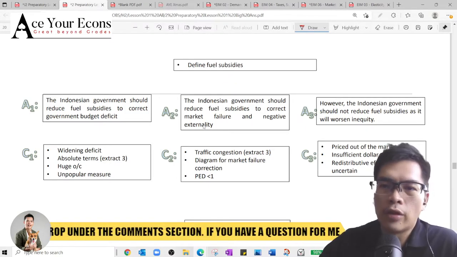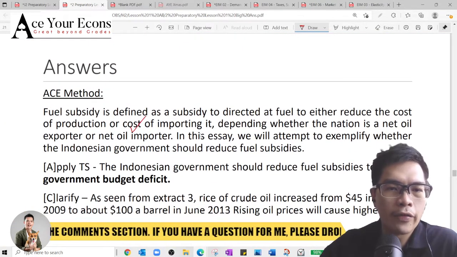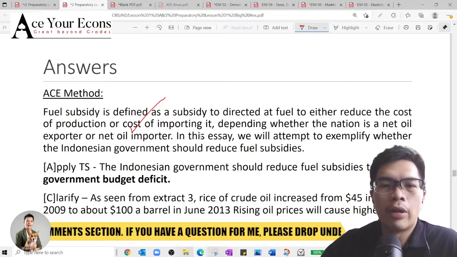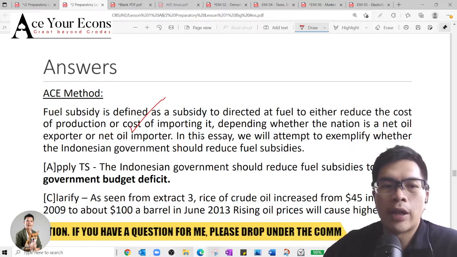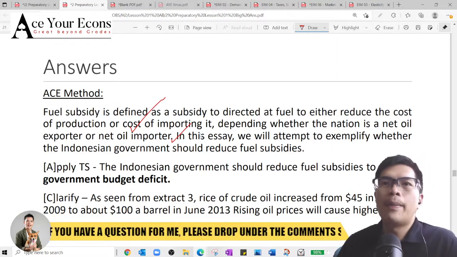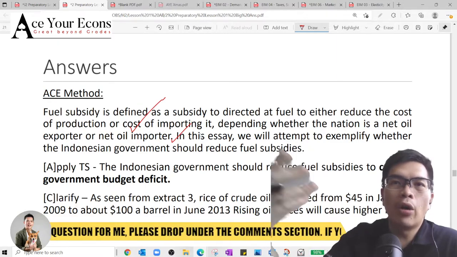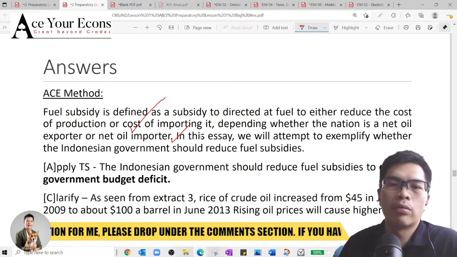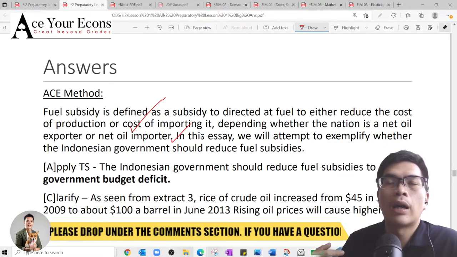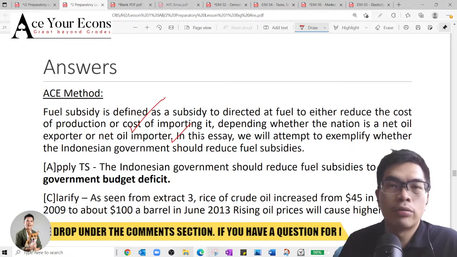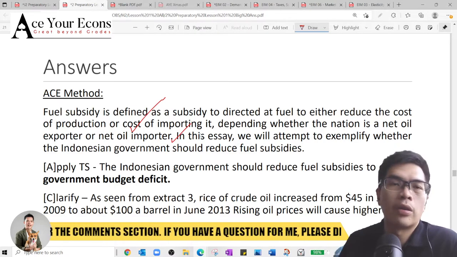So I'm going to move on to illustrate the full write up. You can define what is the fuel subsidy. If you have learned macro, then you probably want to look into the nature of the country, whether the country is a net oil exporter or oil importer. Net oil exporter means they're selling more oil to the rest of the world. Net oil importer means they're buying more oil from the rest of the world. In this case, Indonesia is clearly a net oil importer. They need to buy a lot more oil, and not only that, they have to provide substantial subsidies on top of spending a high level of resources to acquire imports of oil.